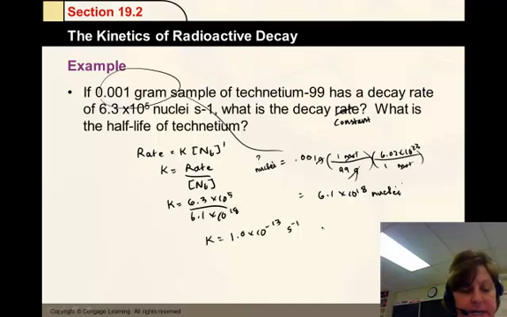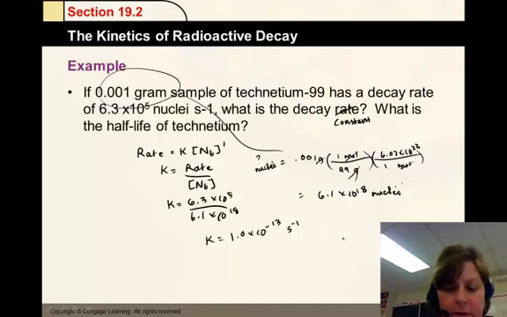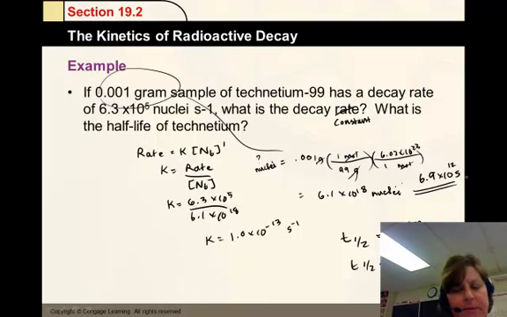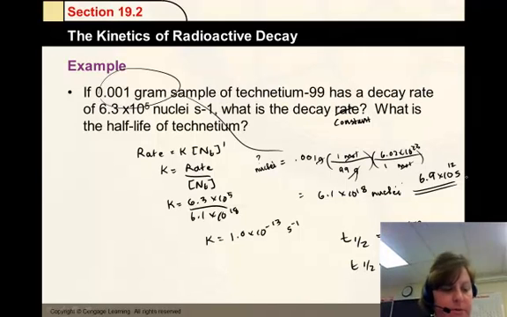What is the half-life of technetium? Well, we know the half-life formula, t half, is 0.693 over k. We know the k value, so plugging in, t half equals 0.693 over 1.0 times 10 to the negative 13, and when I solve, I get 6.9 times 10 to the 12 seconds. Obviously you could change that to minutes or hours or some other unit, but that is the idea with these formulas: being able to substitute in and solve for the missing piece.